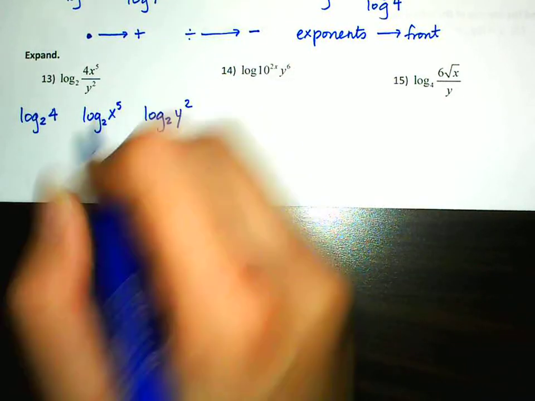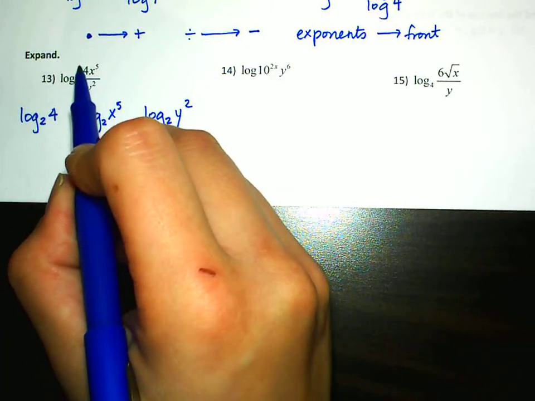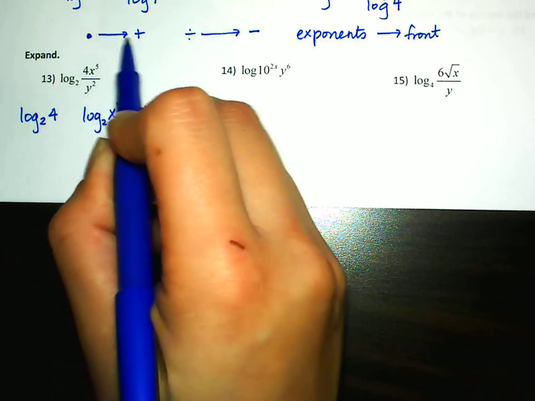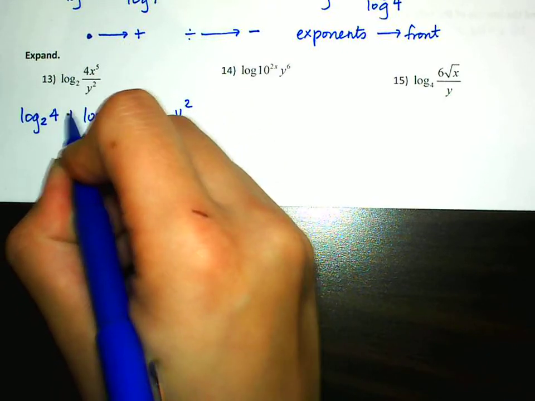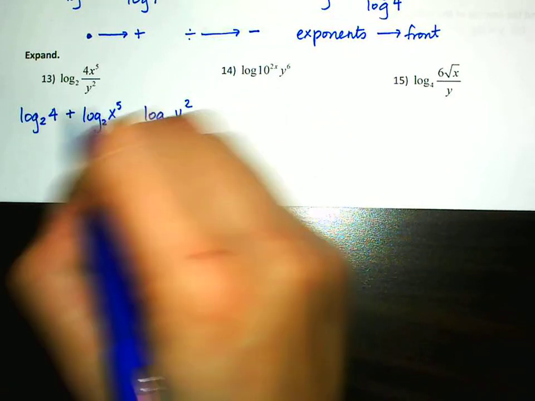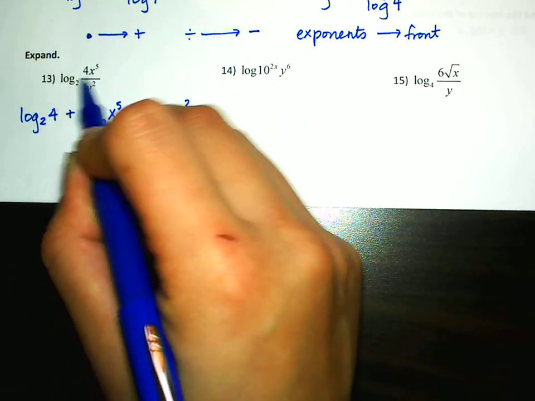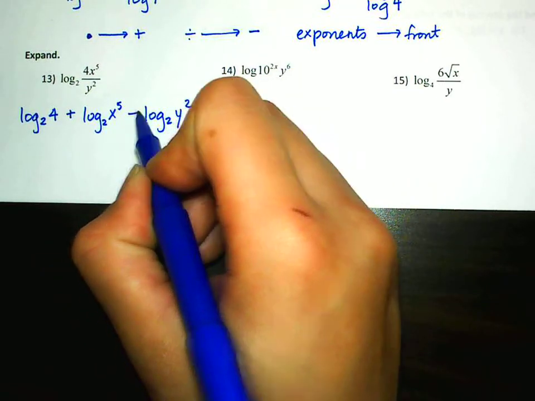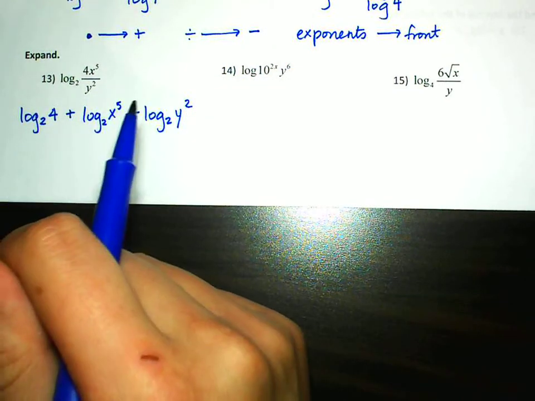What operations am I going to put in between? Well, what are we doing between 4 and x to the 5th? We are multiplying. So I'm going to put a plus sign in between. And what are we doing between these two and y squared? We are dividing. So that means I need to do a subtraction sign.